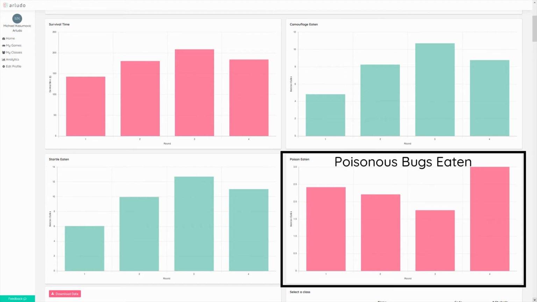And if we look down here, we'll look at the pink graph first, and that is the number of poison bugs eaten. Those are the ones that actually took away your life points, that ended up harming you, even though they were really, really easy to find. And what you end up seeing there is that you guys started eating fewer of those.